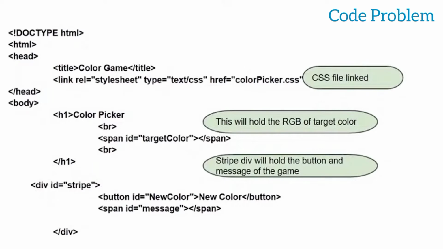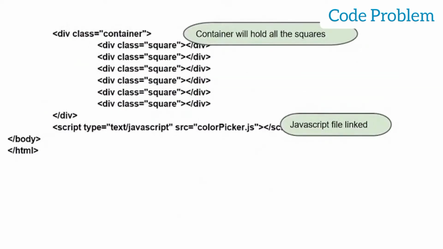Then the message. So the message you will not be able to see at the starting of the game, right? As I showed you, after you pick the right option or the wrong option, based on that, this message will be printed. So this will be a div. So there is a header, and then there is a div, the stripe, and then there is a class container.